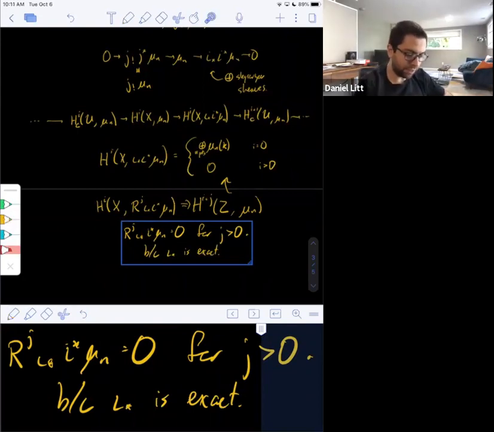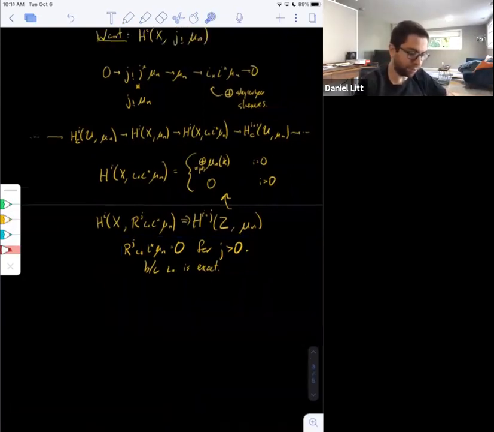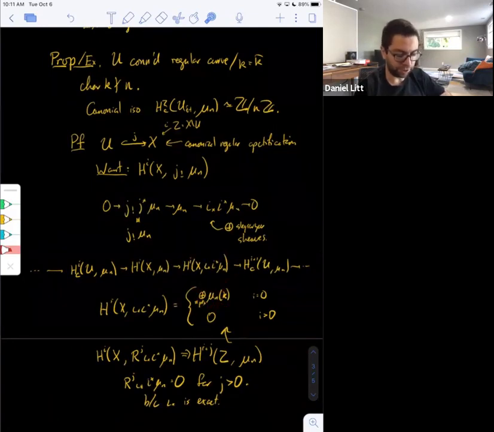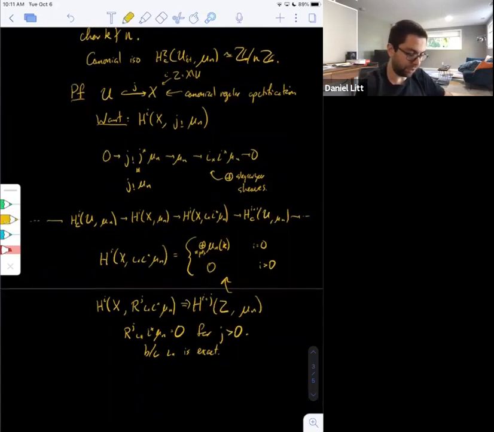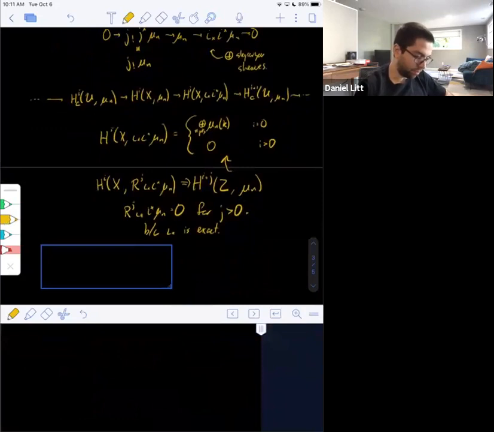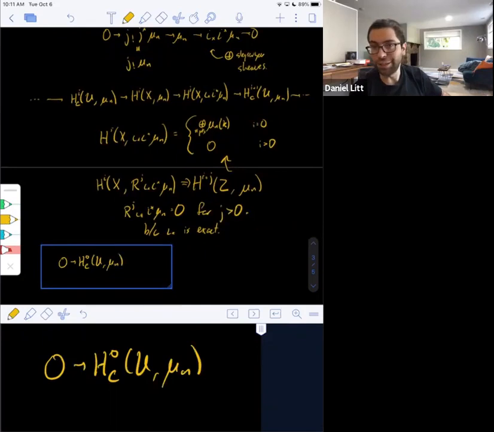Okay, so that lets us work out what this is. We now have this fairly explicit sequence, so we now know what these terms are. Those are the cohomology of a curve, which we've worked out. And we know what these terms are: in degree 0, they're just a bunch of copies of mu n, and in degree bigger than 0, they're just 0. Okay, so let's actually write out the sequence. So we get 0 to H^0 compactly supported of U, mu n. So let's assume that U is actually not just equal to X.